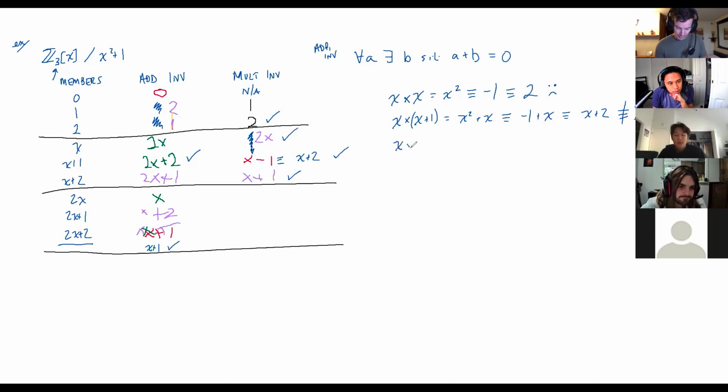So x multiplied by 2x gives us 2x squared, which is equivalent to 2 times negative 1, which equals negative 2, which is equivalent to 1. Happy face. Good.